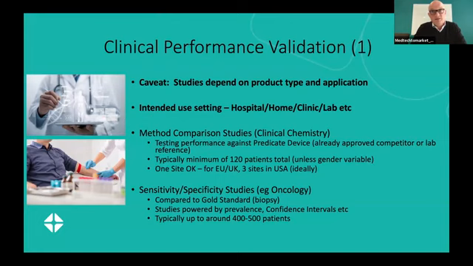For oncology type applications, then it's more to do with sensitivity, specificity, and positive predictive value, negative predictive value, for example. And those you're comparing to your gold standard. You can do predicate devices as well, but also the studies and the size of the studies are powered by the prevalence and the confidence intervals, etc. So in those studies typically sort of 400 to 500 patients, but it can massively vary depending on the prevalence.